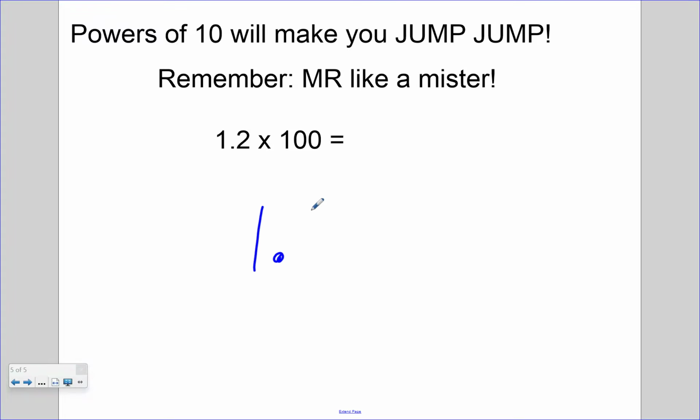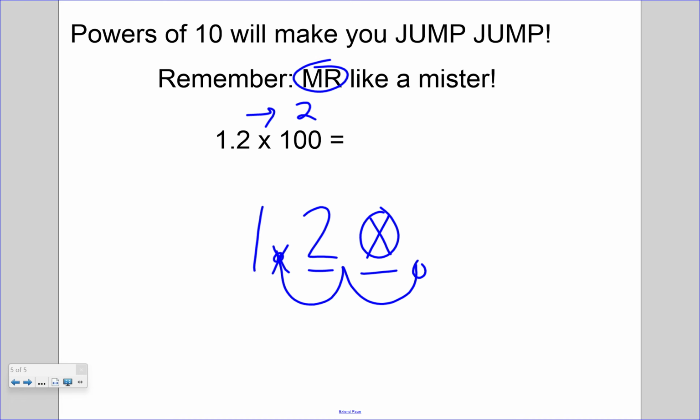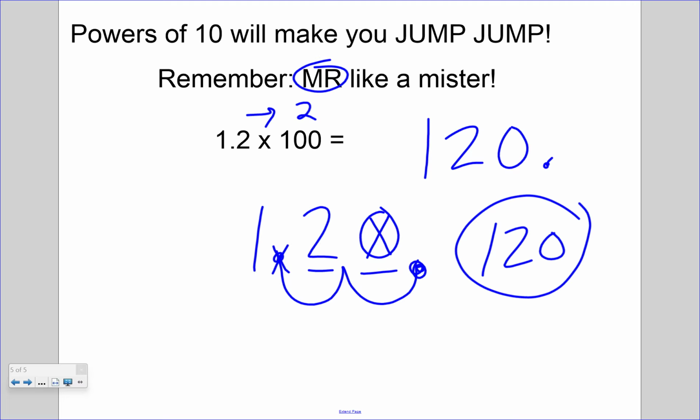I think this is the last one, which may mean there's one more. We've got 1 2/10. That guy is going to move. We're going to go to the right, MR like a mister, over 2 digits because there are 2 zeros. I only have 1 digit to jump over, so I only need to annex 1 zero. Now I have the 2 digits that I need to jump over, 1, 2, and I'm going to land over here. I get a final answer of 120 with a decimal point. Now when I look at that, it just says 120, which means when I write my final answer, that decimal point will not be included.